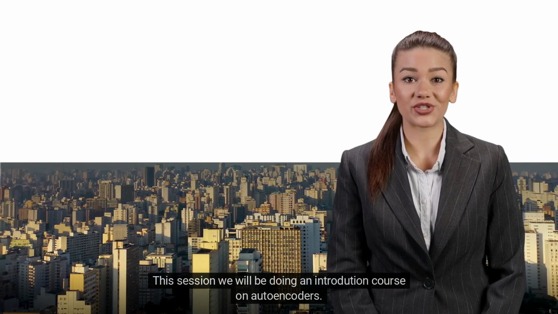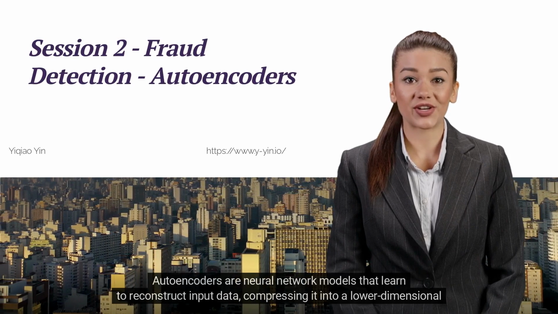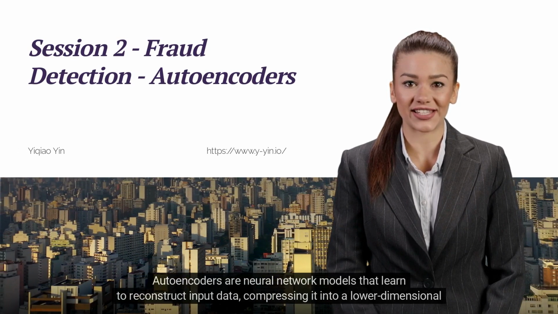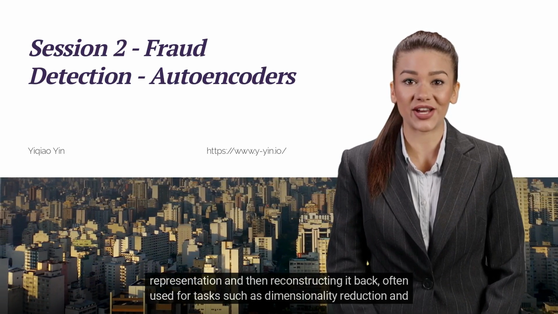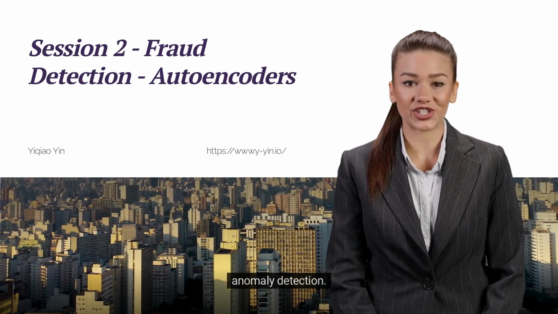This session we will be doing an introduction course on autoencoders. Autoencoders are neural network models that learn to reconstruct input data, compressing it into a lower dimensional representation and then reconstructing it back, often used for tasks such as dimensionality reduction and anomaly detection.